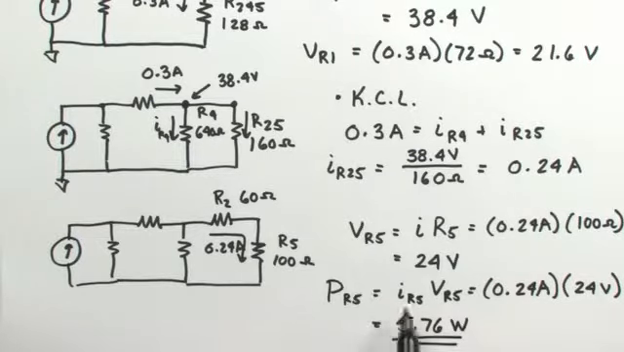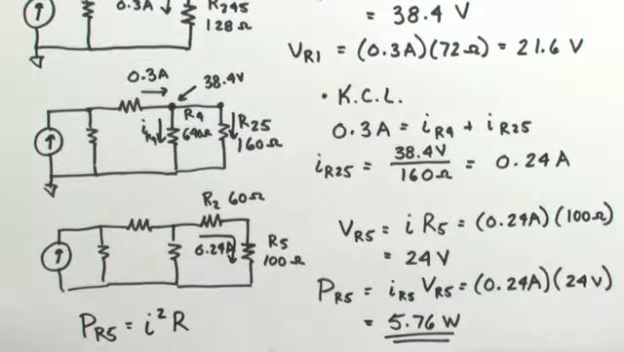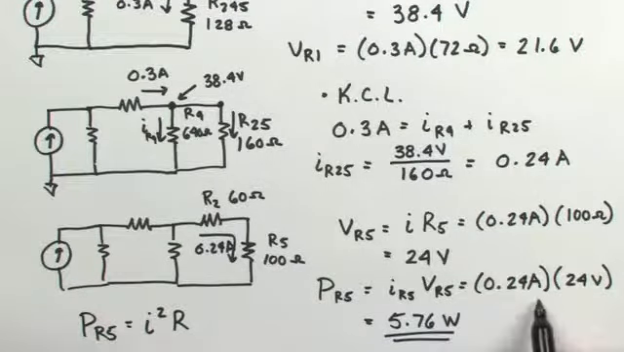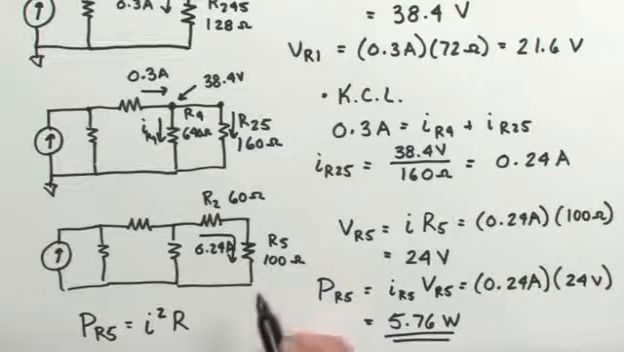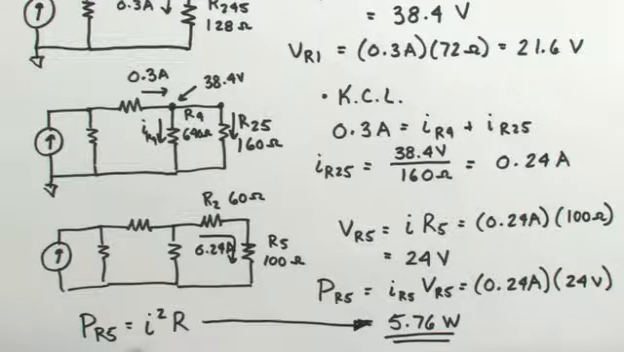Now, alternatively, instead of calculating both the current and the potential drop across R5, we already knew what the current was, so we could use a different form of the power equation, which is that the power across resistor 5 is equal to the current through it squared multiplied by the resistance. If you take the 0.24 amps, square it, and multiply that by the 100 ohms of resistance, you will also end up with the same value that we calculated here. So sometimes that can be used as a shortcut if you're familiar with the different variations of the power equation.